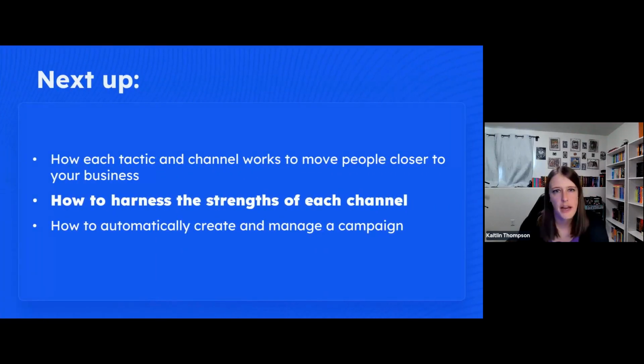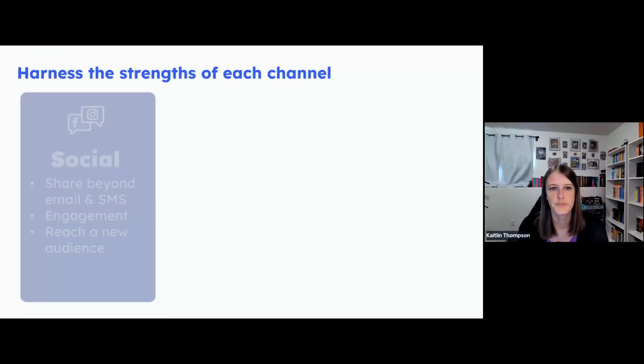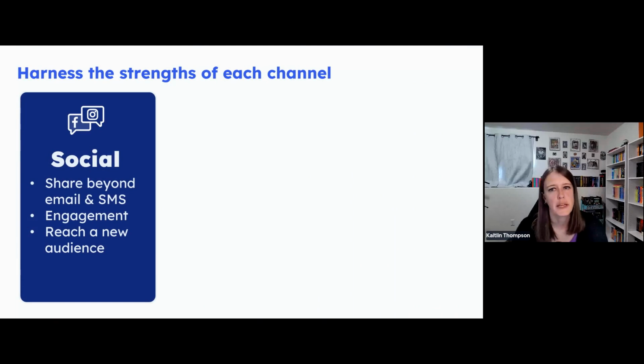All right, so we have that established here as a baseline. And I want to talk now about how to use that party principle to harness the power and strengths of each of these channels to create a campaign that's going to help you drive results. Starting with social media. So you want to use this when you want to get beyond the email and text lists. So you're looking to increase engagement, you're looking to reach new people, and you are doing it publicly online.